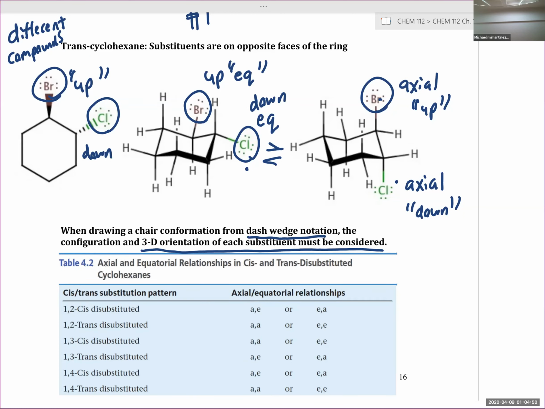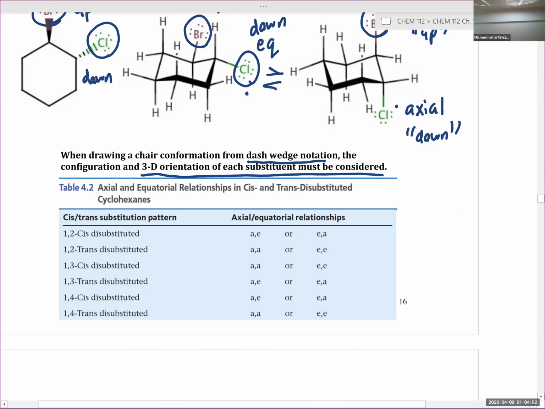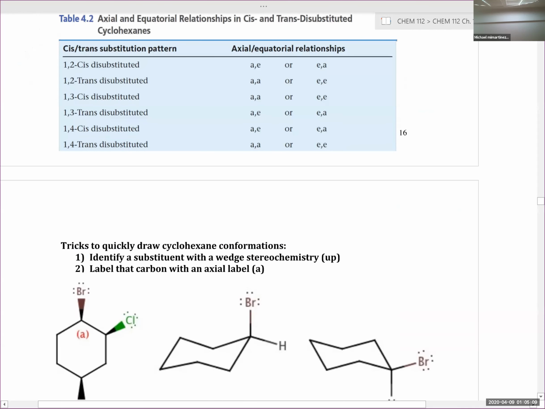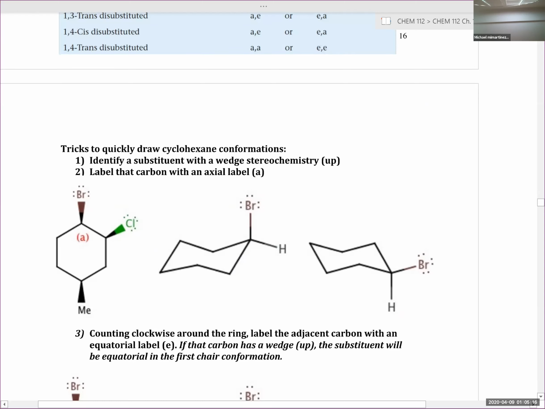So there's a table for axial and equatorial relationships for highly substituted cyclohexanes. This is a reference that you can use as like training wheels when you're getting started, but I'm going to show you a very quick ground up method for drawing any cyclohexane ring. So I want you to follow along with me for each step. And if you have any questions, this is the method I personally use.